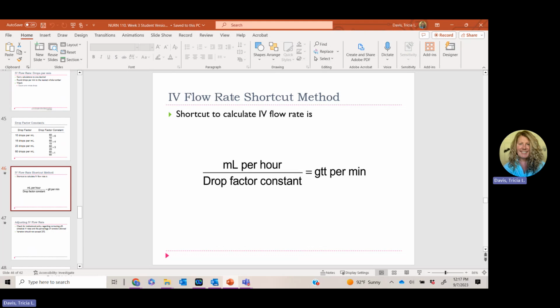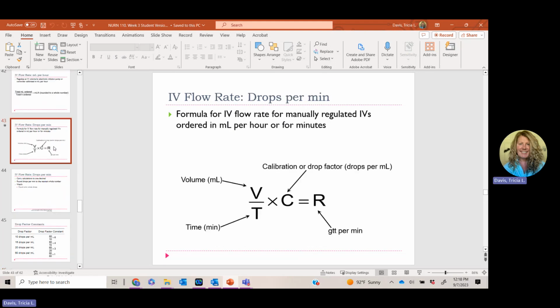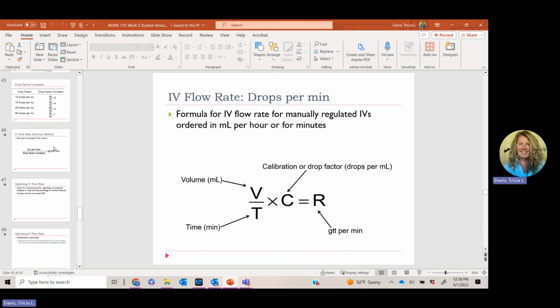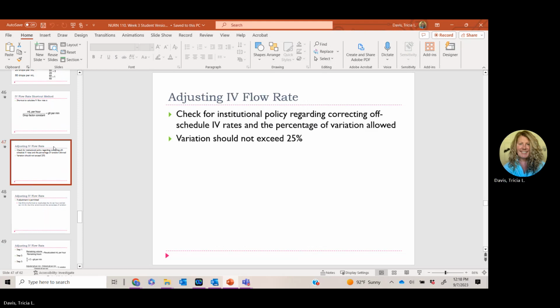So there is an IV flow rate shortcut method. You can always do the mLs per hour over the drop factor constant, if you know that. That'll give you your GTT per minute. But most students really like to do this drops per minute right here. This is usually the one we like to do.